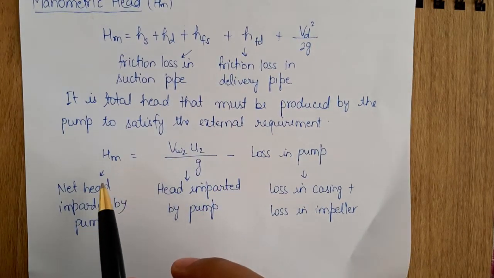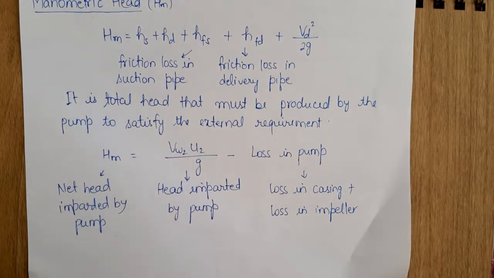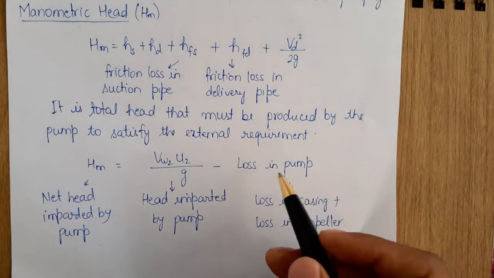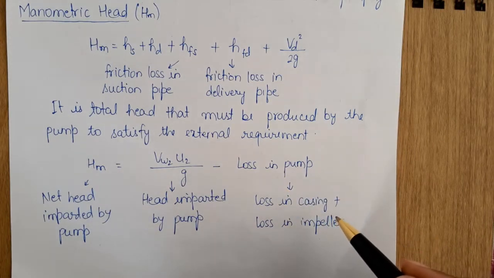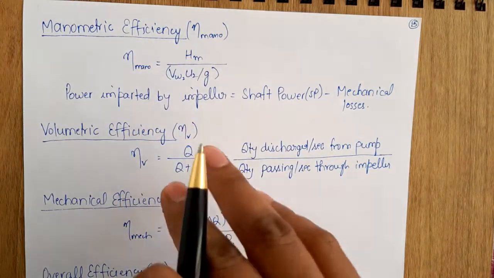So this manometric head, the net head imparted by the pump, can be given by Vw2 U2 upon g, that is the head imparted by the pump minus the loss in the pump. Loss will be in the casing as well as in the impeller. Now we will focus on some efficiencies in the pump.